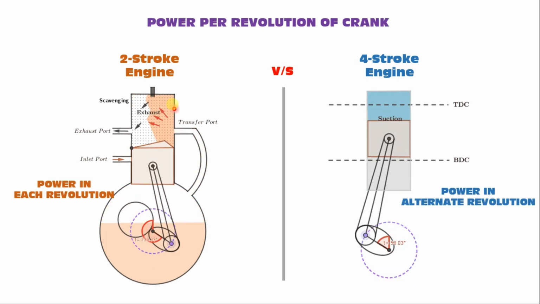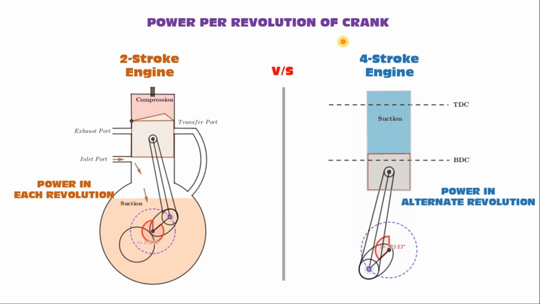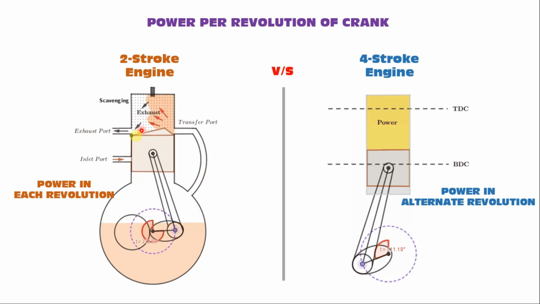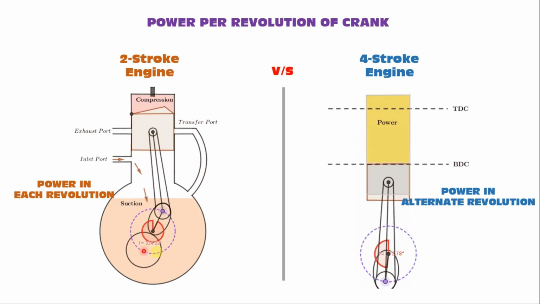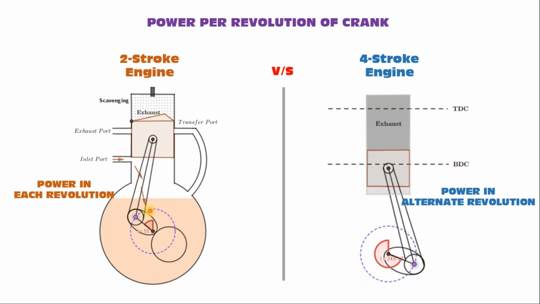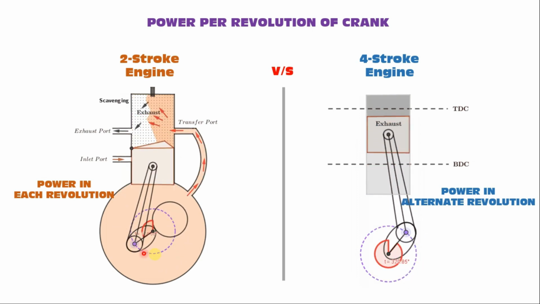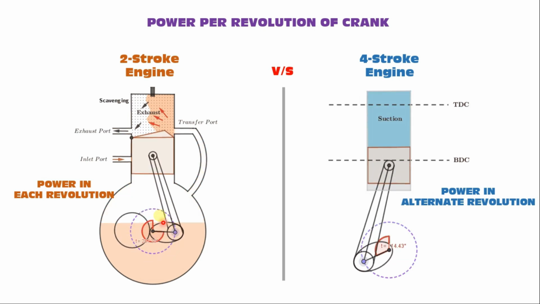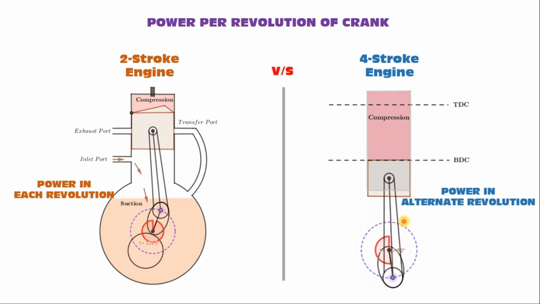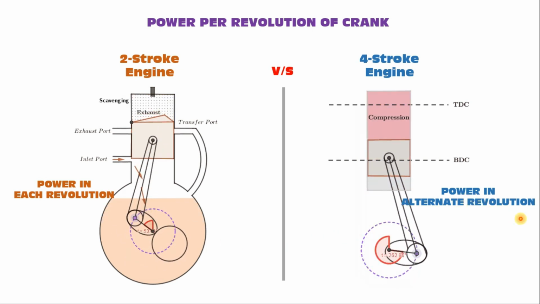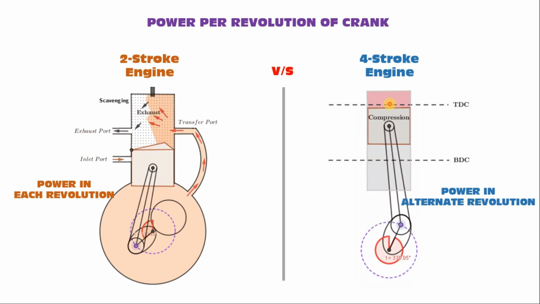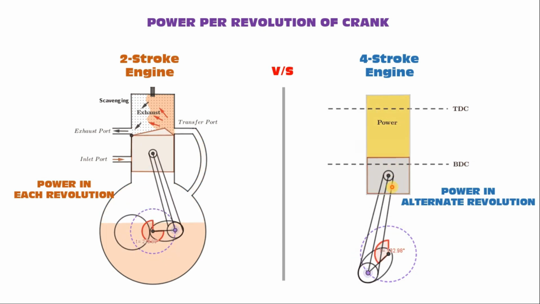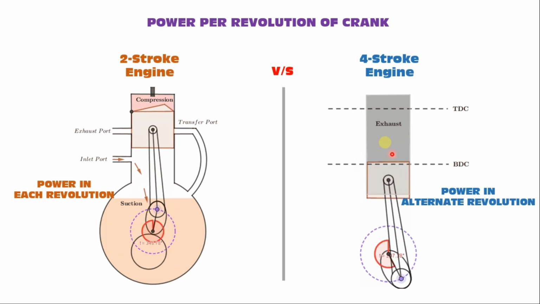Now, based on power per revolution of crank. In a two-stroke engine, power is developed in each revolution. We know that the cycle is completed in one revolution, so that is why power will be developed in each revolution of crank. While in case of a four-stroke engine, power is developed in alternate revolutions. We know that for first suction and compression strokes, one revolution is required. Then in the other revolution, the second revolution, power is generated. We'll look at it over here.